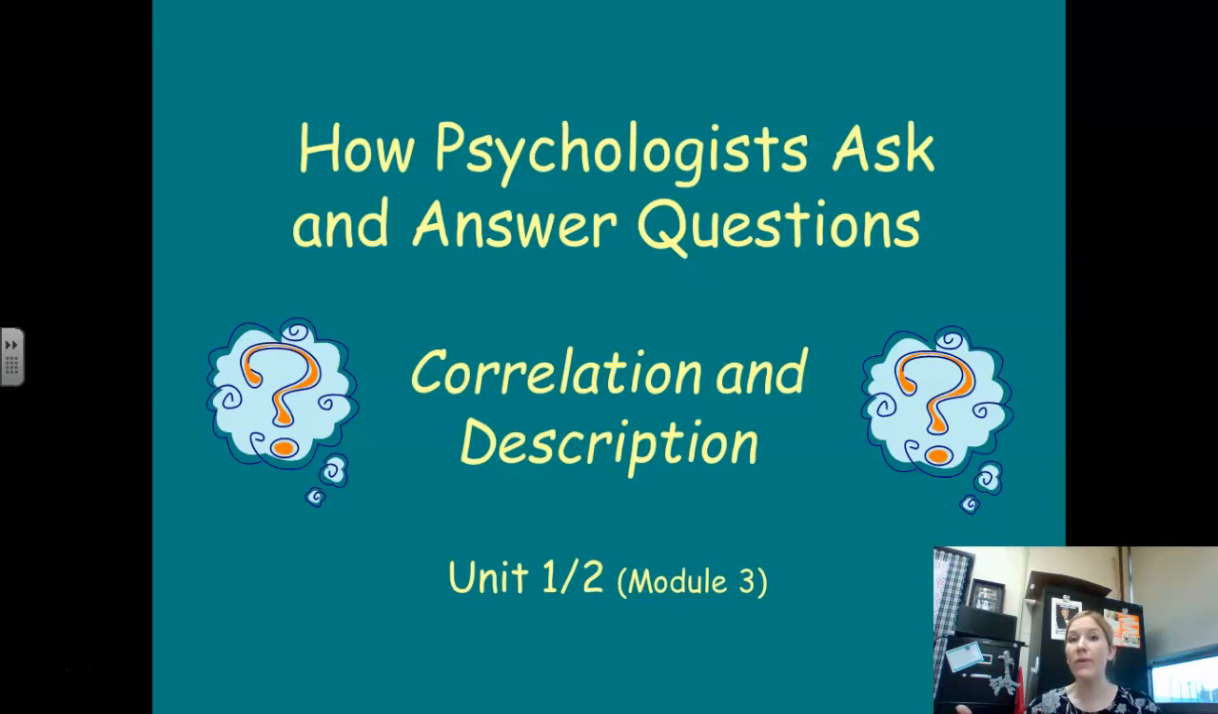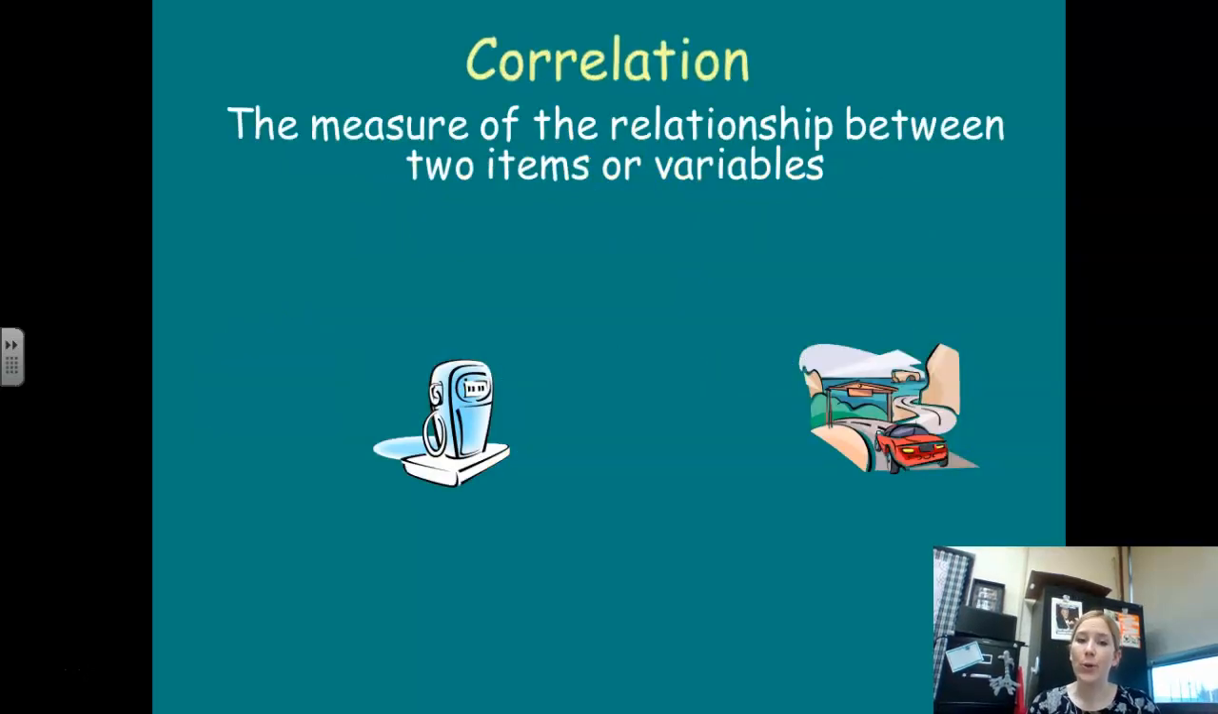If within the field we want to understand what behaviors are caused by what things, or vice versa, we have to establish cause and effect. The only way we can do that is through experimentation. But that is for a lesson for a different day. So let's get into correlation, one of the first types of descriptive research out there.